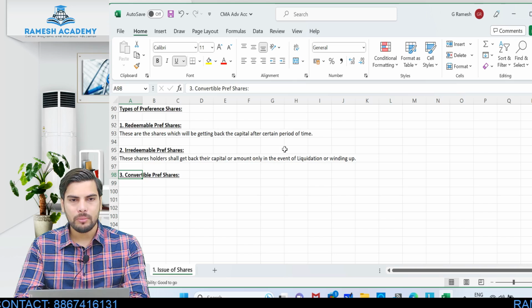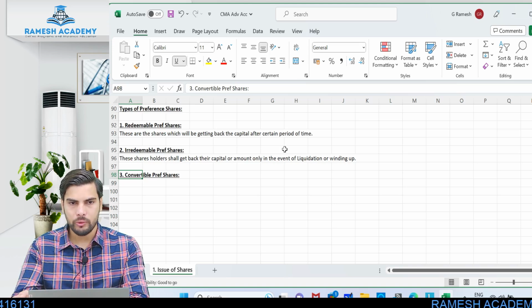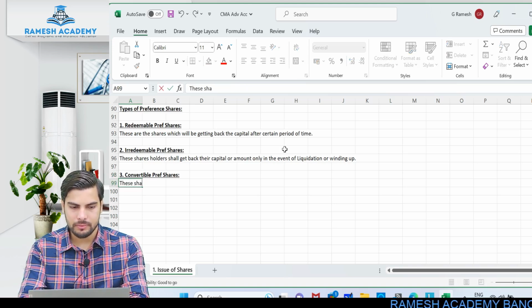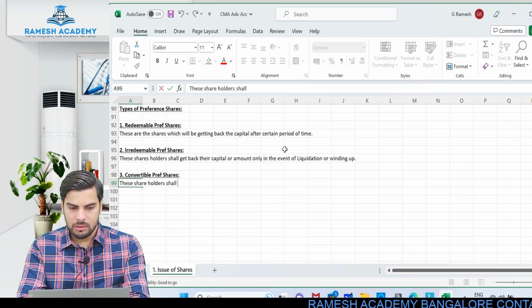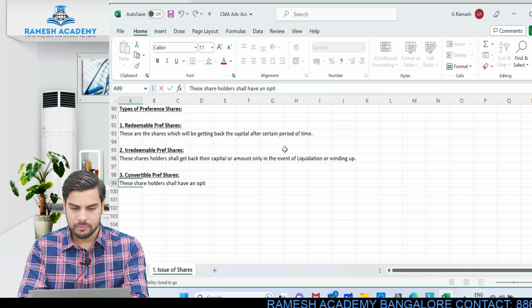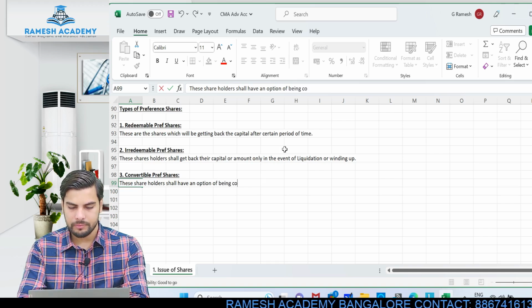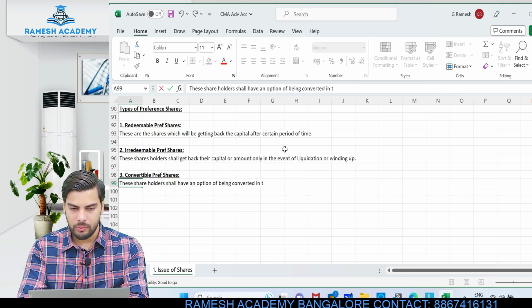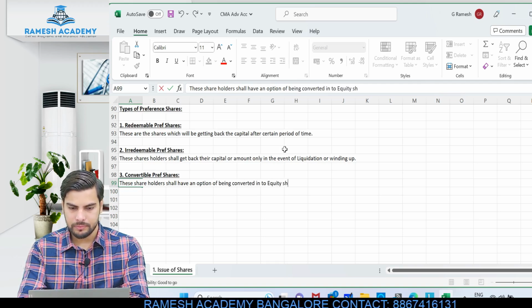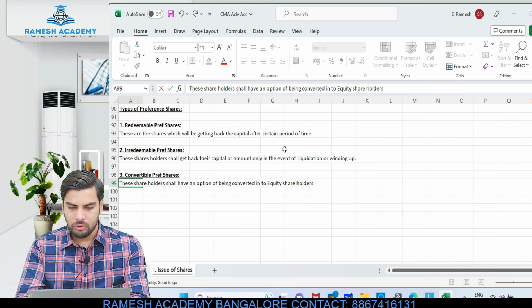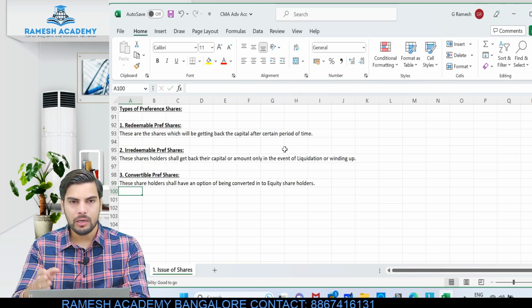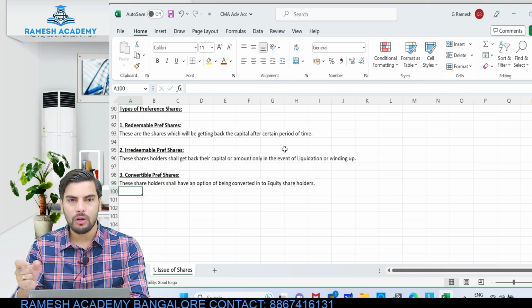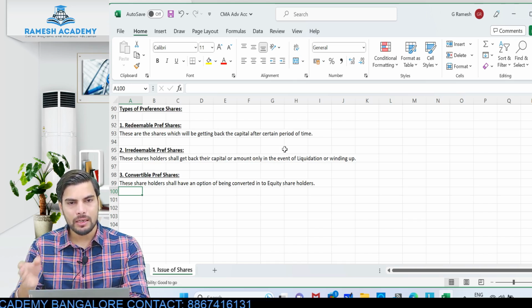Now what are convertible preference shares? These are the shares which have the option of being converted into equity shares. The shares which have the right to get converted into equity are called convertible preference shares. Convertible preference shares are those shares which can get converted into equity shares.